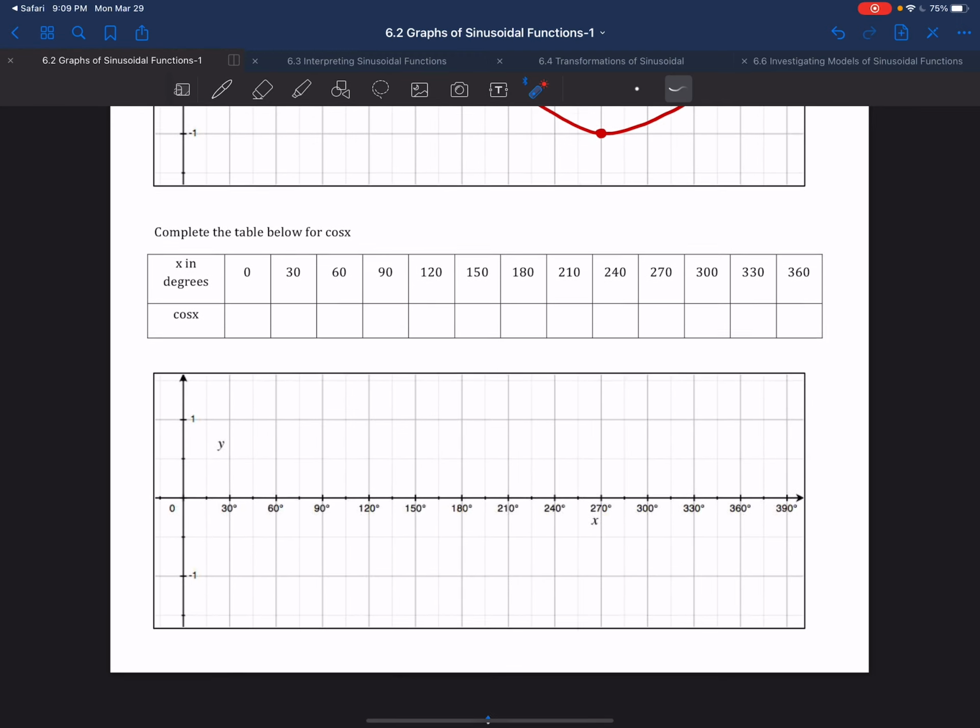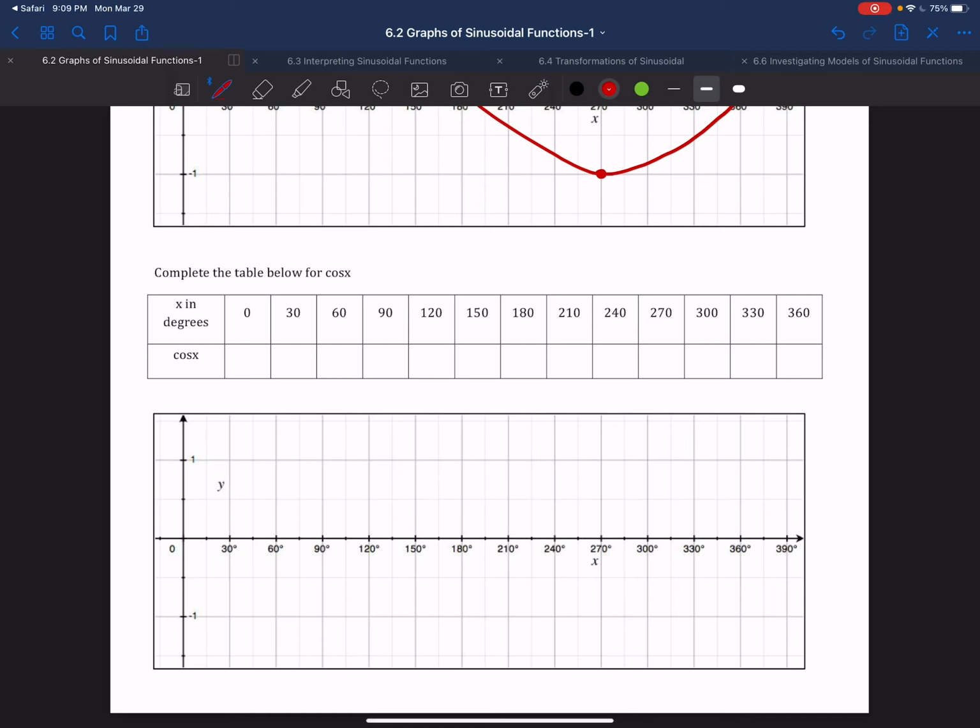So if we do the same thing for cos x, you plug in values, you get 1. So cos of 0 is 1. 90 is 0. 180 is -1. 0, 1. So the graph of cos x looks like this. So the period is 360 still, just like sine x, because this is the cycle.